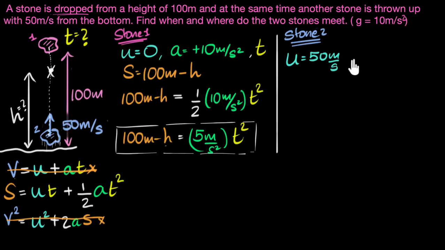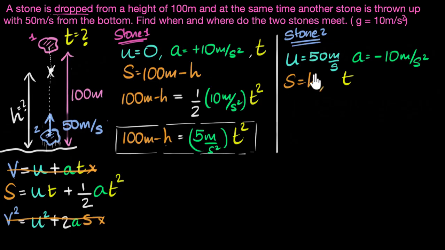What about its acceleration? Well, since it's thrown up, it slows down as it goes up, right? And because it's slowing down, its velocity is decreasing. That means its acceleration is negative 10 meters per second squared. What else? What about its displacement? Well, since the stone goes from here to here, its displacement is just going to be h. And time is, let's call it t. And again, we don't care about its final velocity. We don't want that at all.